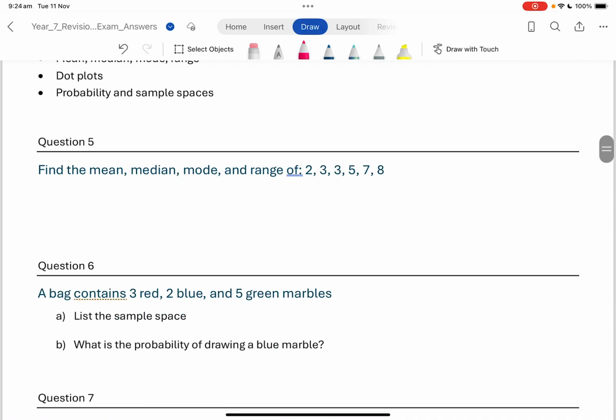All right, section 2. Find the mean, median, mode, and range of the following numbers. All right, let's start with the mean. If you guys remember, for the mean, we need to add them all together. So 2 plus 3. Actually, let's use our notation.